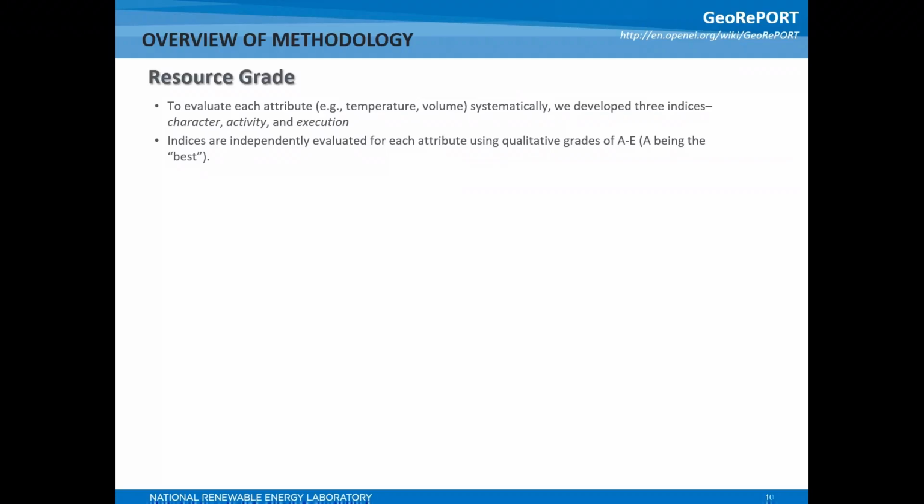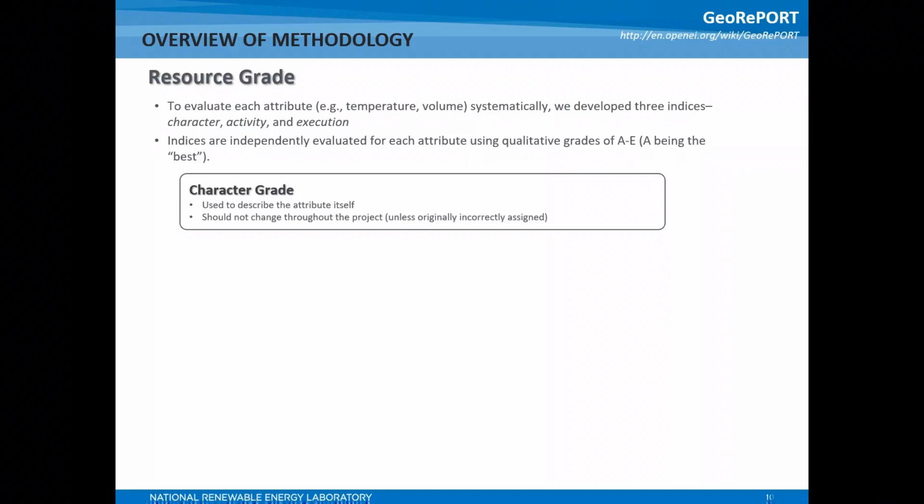To evaluate each attribute, for example, temperature or volume, systematically, we developed 3 indices: character, activity, and execution. Indices are independently evaluated for each attribute using qualitative grades of A through E, A being the best. Character grade is used to describe the attribute itself.